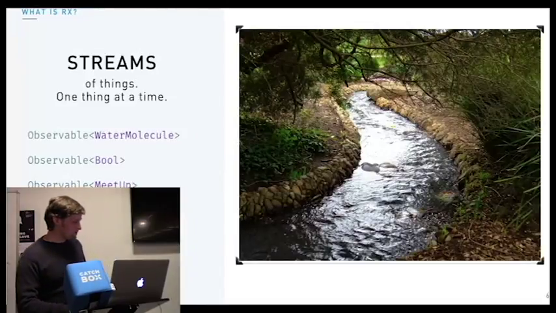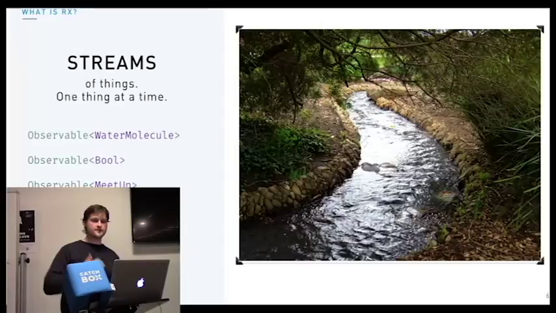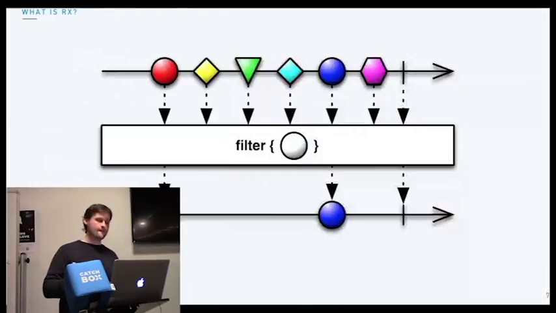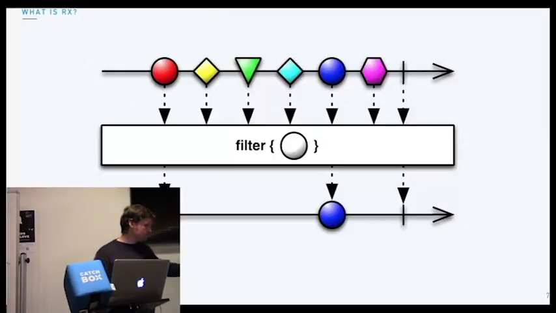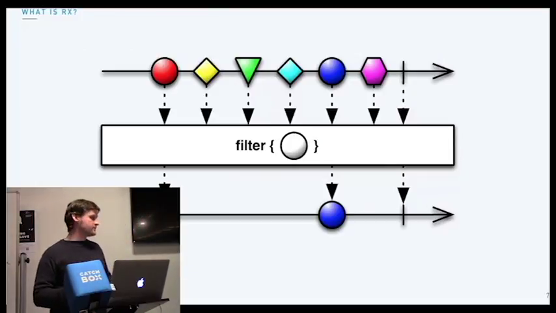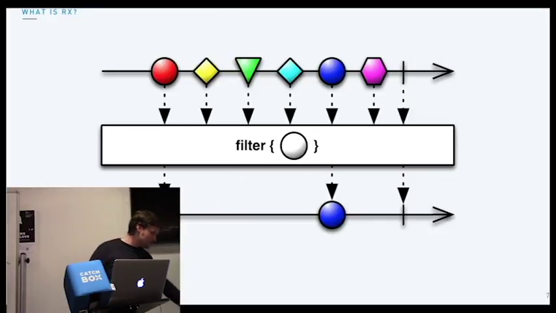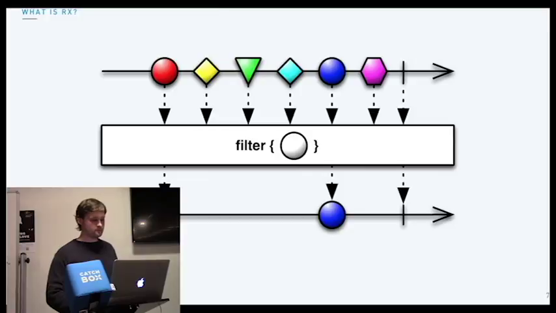Alright, so Rx Marbles, I'm sure some of you have seen it. It's basically a website with interactive diagrams to help you wrap your head around how Rx streams work. This is a very obvious example, but just to get the point across, you have some stream, time is left to right obviously. You have some stream of abstract objects, you do some operation on that stream. In this case we're filtering to get circles basically, and then that gives us a new stream. So if you subscribe to this stream, you just get circles.